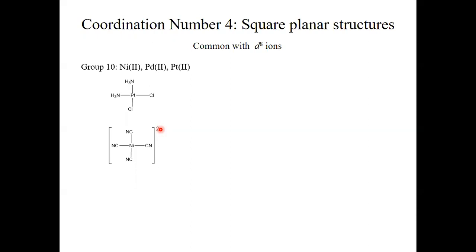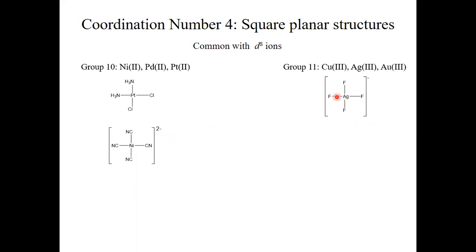That's copper(III). So we need copper in the oxidation state +3, silver in the oxidation state +3, and gold in the oxidation state +3. And that's relatively rare for copper and silver, but it's actually fairly common for gold. So gold is fairly stable in the oxidation state +3. So here just a few examples.